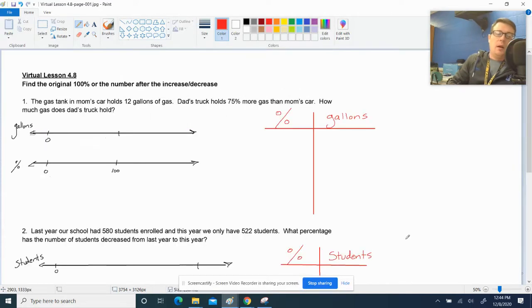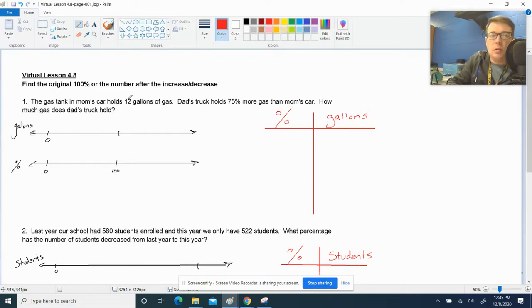There it is. Lesson 4.8, we're finding the original 100% in a question, or perhaps the number after that original number has been changed by an increase or a decrease. So we call this percentage of change, and this is really what all week's been leading up to. I'm going to use double number lines and tables to put everything together that we've talked about this week. And also, I'm going to have a shortcut. So double number line, table, and a shortcut for each problem. Let's jump into these word problems.